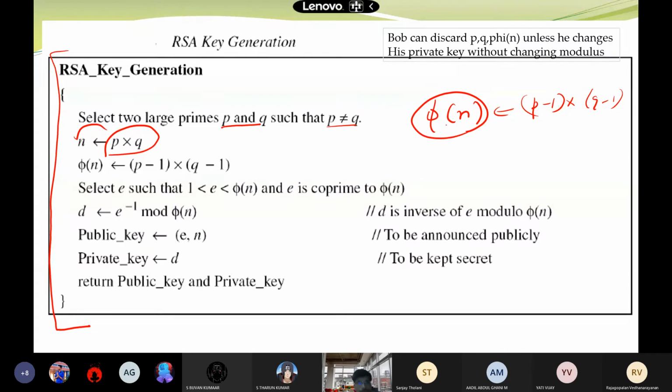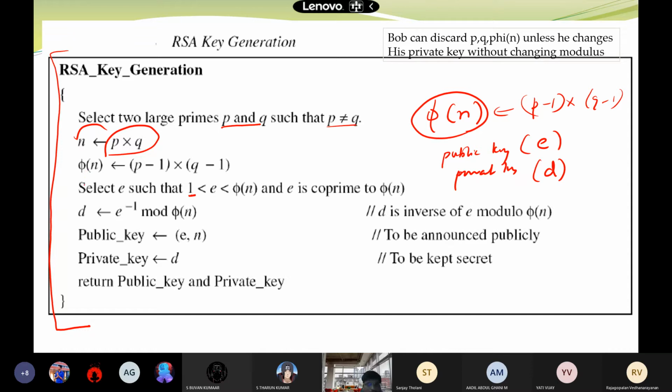So from phi of n, what you are going to do now is choose your public and private key pairs. I'm going to use the letter E to represent the public key and the letter D to represent the private key. Let's look at this now. I'm going to select the public key E such that E is greater than 1 and lesser than phi of n.